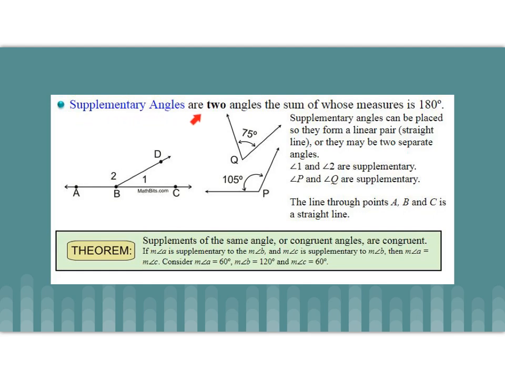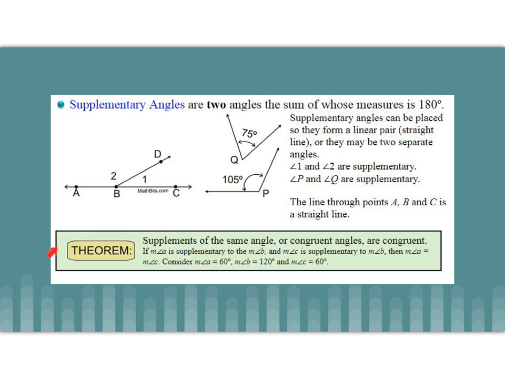Supplementary angles are two angles whose measure is 180 degrees. Again, they can be adjacent or they are not adjacent. As long as you have two angles that add up to 180 degrees, they are considered supplementary angles. And we can remember supplementary, S for straight line.